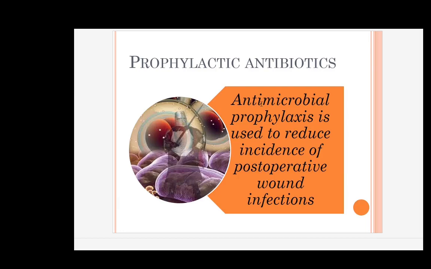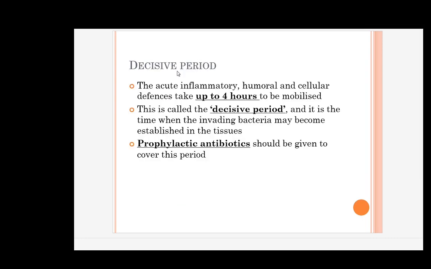The whole aim of giving antibacterial prophylaxis is to reduce the incidence of post-operative wound infections. This is the decisive period that I was talking to you about. What is exactly the decisive period? The inflammatory, humoral, and cellular defenses take up to 4 hours to be mobilized. This is called the decisive period. It is the time when the invading bacteria may become established in the tissue.